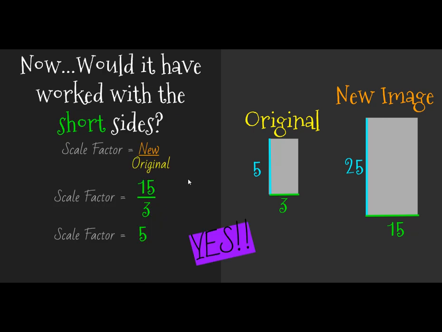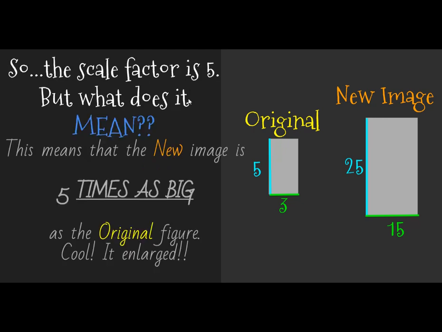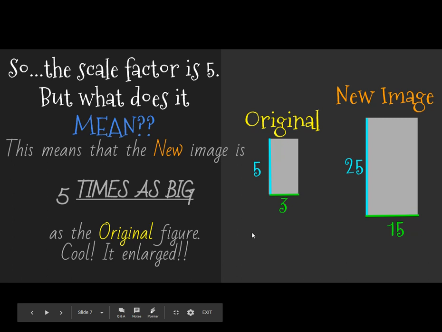Okay, now would it have worked if we had done it with the short sides? Well, let's look. Image divided by original, 15 divided by 3. Looks like it worked. So either way, whether you're doing long side to long side or short side to short side, as long as you do image divided by original, you're fine. So the scale factor is 5. What does that mean? That means that the new image is 5 times as big as the original figure, so it enlarged. Remember, if my scale factor is greater than 1, that means my shape is getting bigger.